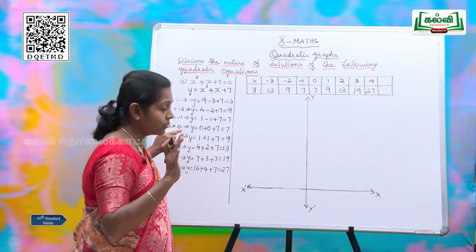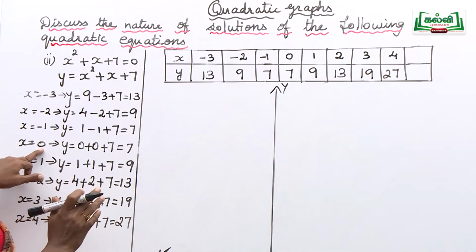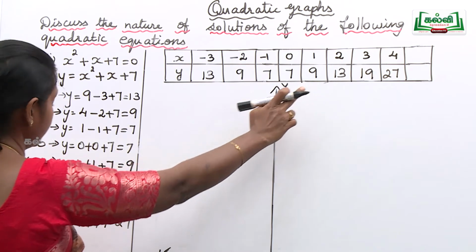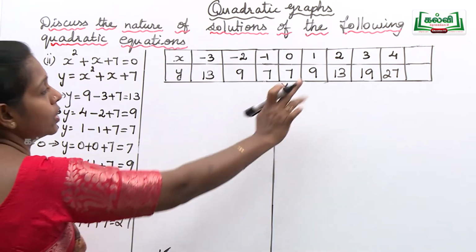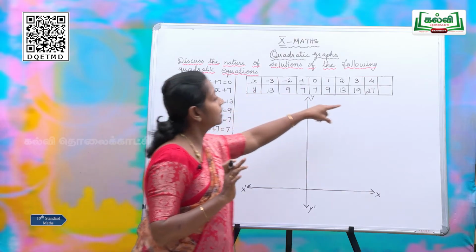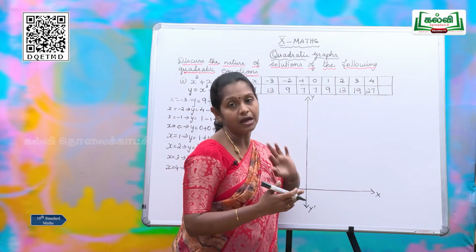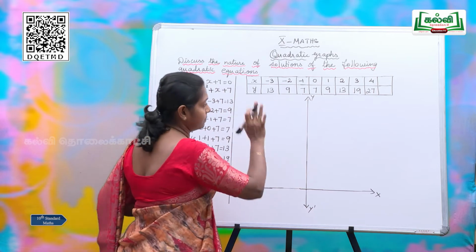So for each and every question you have to check like that. So 0, 7, 1 and 9, 2, 13, 3, 19, 4, 27. I just leave this box because if we need more to plot, then we will apply that. Till that, let it be empty.